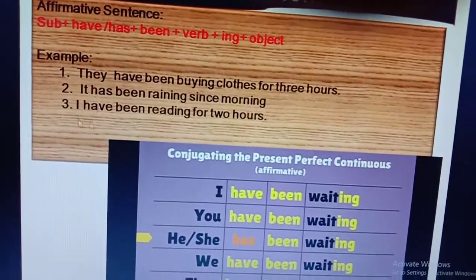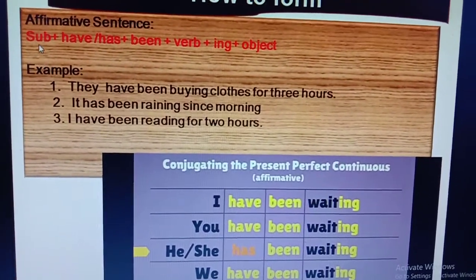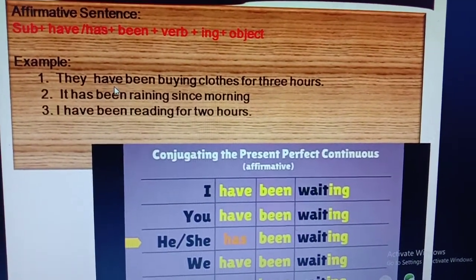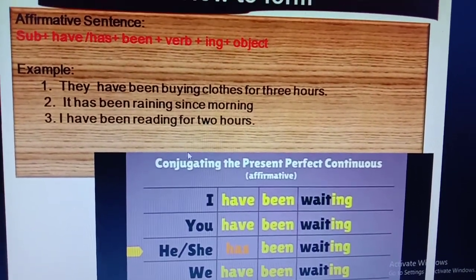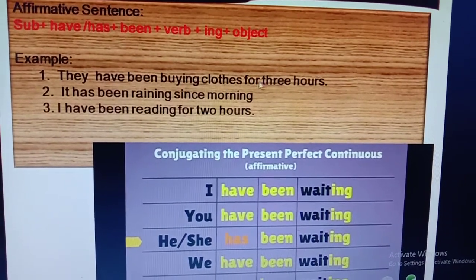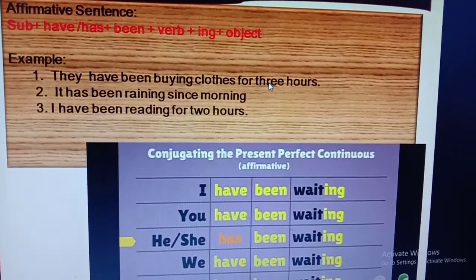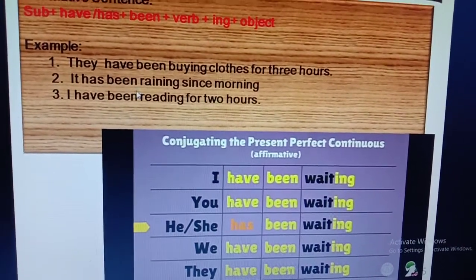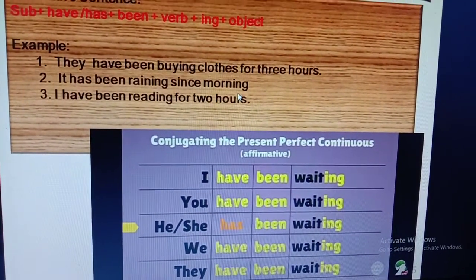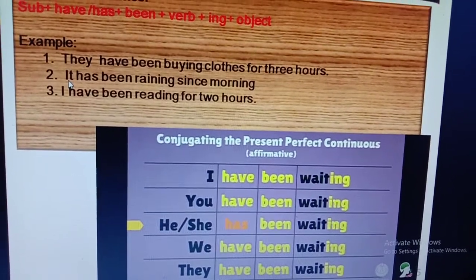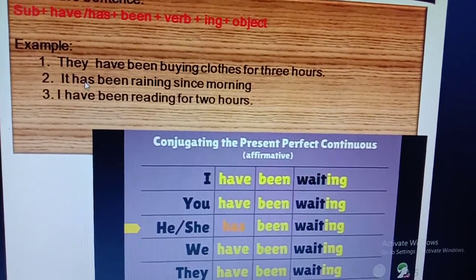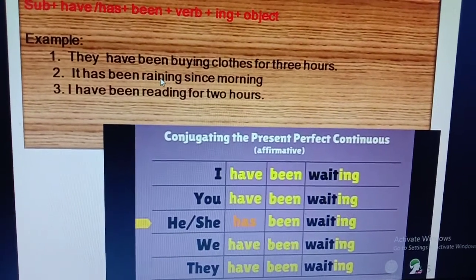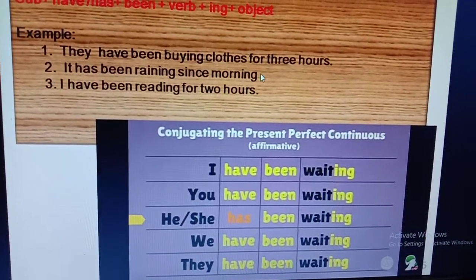So you can match the structure with the sentence. Here subject, and according to the subject I have written have, then been, then verb plus ing, then the object of the sentence. Okay. Then example number 2, it has been raining since morning. So boys, you can see that this is the subject, and according to the subject I have written has, then been, then verb with ing, then object.